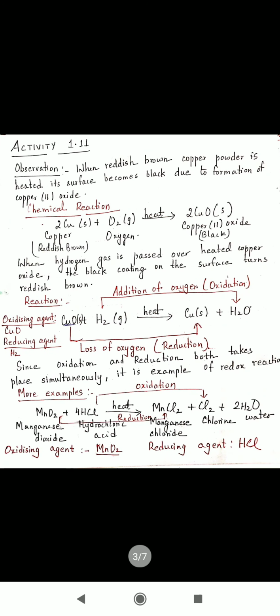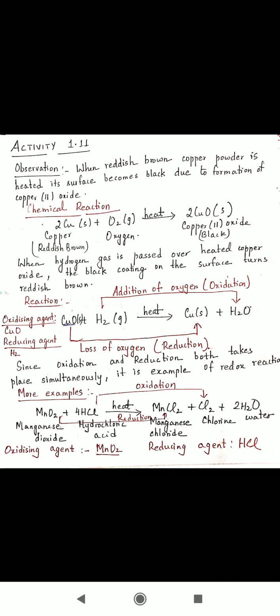So the observation of this activity is that when brown colored copper is heated, it changes to black color, which is due to formation of copper 2 oxide. Here copper 2 means the valency of copper is 2. Copper exists in two forms. One is cuprous, where the valency is 1, and cupric, where the valency is 2. So here it is cupric oxide or copper oxide.